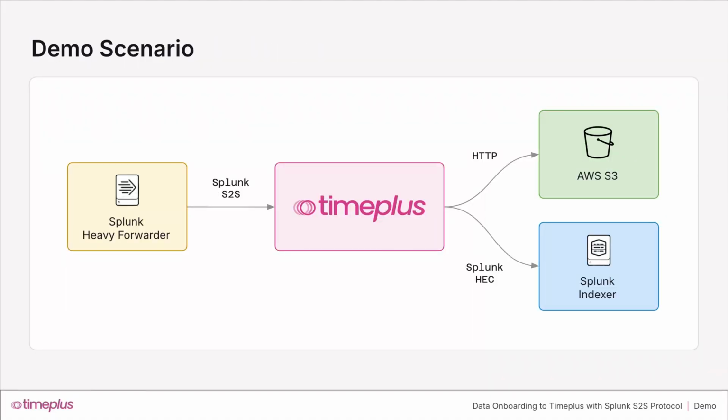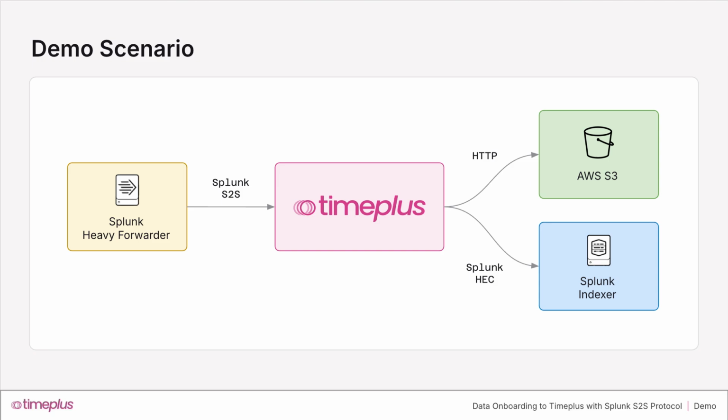Now let's look at our demo architecture. Here we have a Splunk heavy forwarder sending data to Timeplus using the S2S protocol. Timeplus sits in the middle as a stream processing engine. It receives data from Splunk, processes it in real time, and then routes the data to multiple destinations simultaneously.